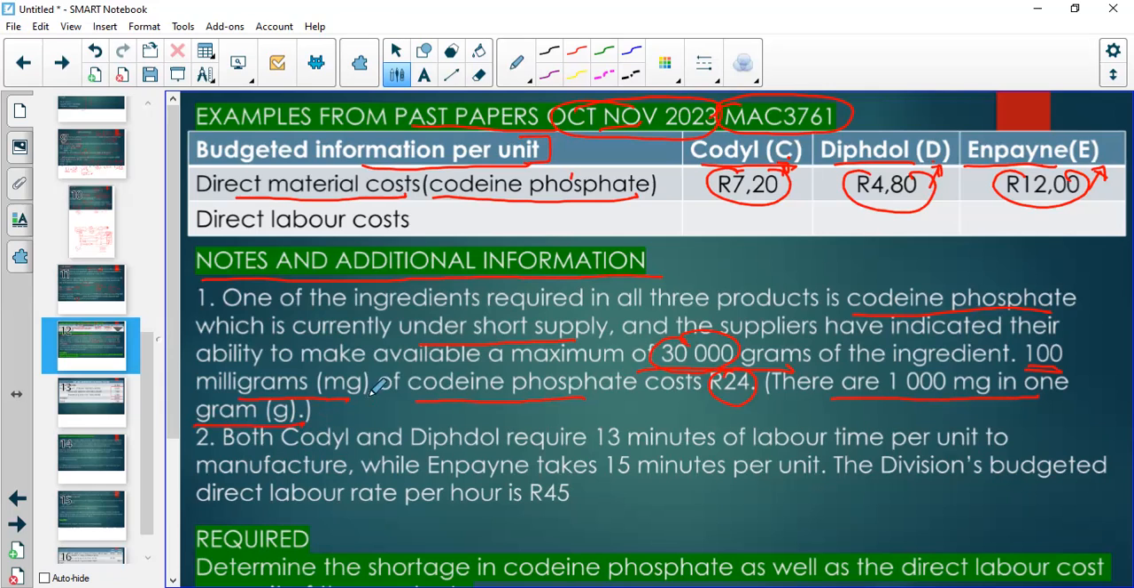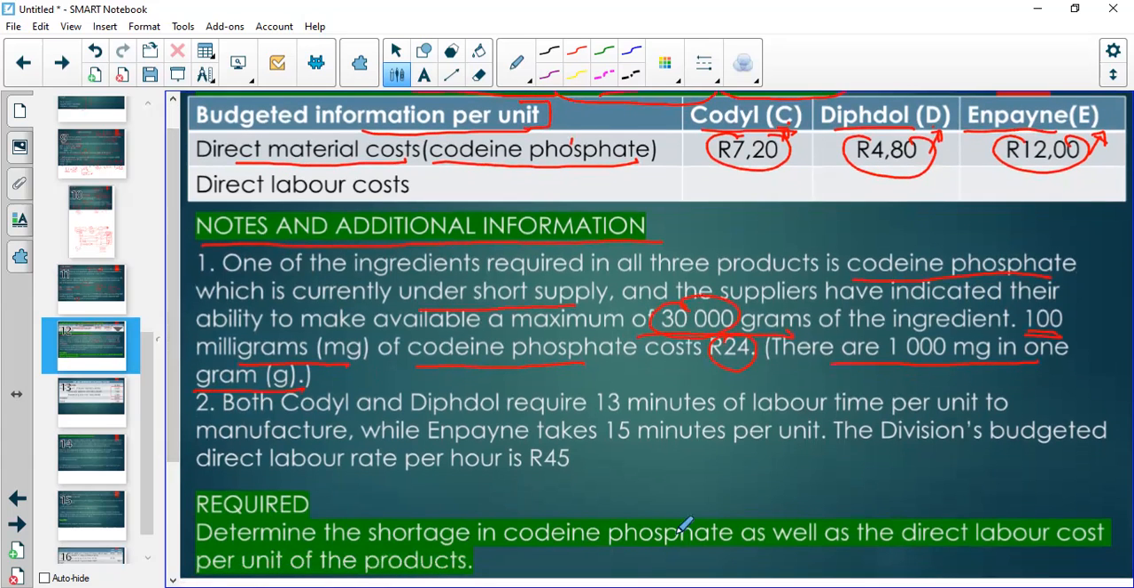Now the question says you need to determine the shortage in codeine phosphate. Basically, you need to determine what's the quantity required for production. You have to look and think, because this is actually a question that came in last year, 10 November 2023. You sit with the question. How many marks are you going to collect? I would expect you to collect all the marks, because now you apply those tools and techniques that we talked about.